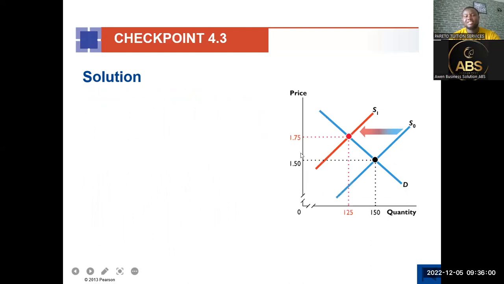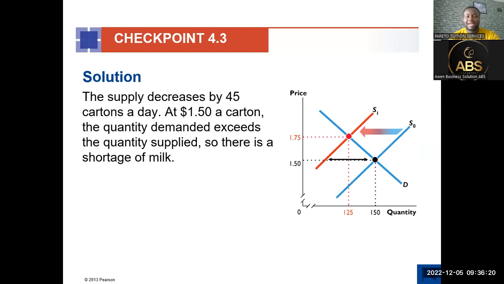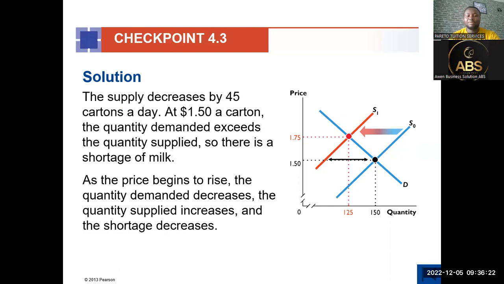And at this point, you see that there's going to be an increase in price. Whenever there's a shortage, there will be an increase in price. And as price increases, quantity demanded will fall, and they will go back to this new equilibrium. So whenever there's a decrease in supply, holding demand constant, equilibrium price will increase, and equilibrium quantity will fall. So this is what it is. I hope that's clear.